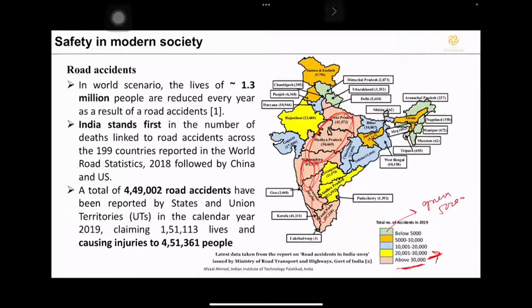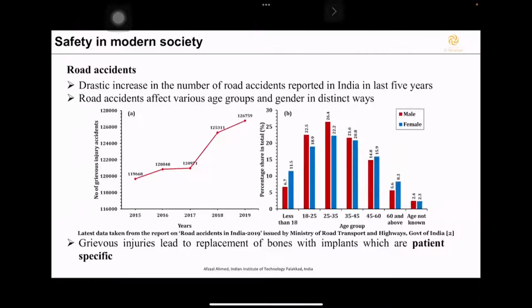Now we have plotted some more results from the report, which are a bit shocking to see. They have tabulated all these results in the report, but we have plotted them for easy understanding. If you see the number of grievous injuries happening every year, this data is related to 2019, but you can see it is increasing from 2015 to 2019.